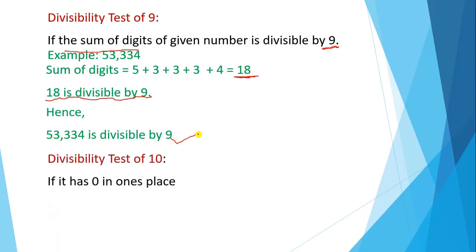Next we have the divisibility test of 10. It is similar to the divisibility test of 5. Here also we will look at the ones digit. If the ones place has 0, then the number is divisible by 10. Let's take some examples. First example, 57,890. 0 is in the ones place, therefore 57,890 is divisible by 10. One more example, 56,89,780. Again we have a 0 in the ones place. Because of that it is divisible by 10.